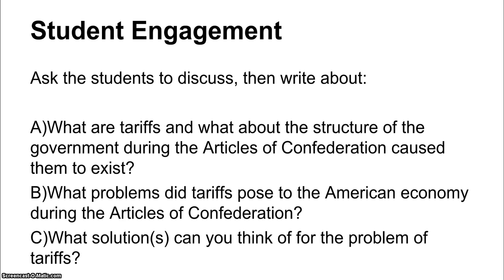And lastly, C, what solutions can you think of for the problem of tariffs? There could be several answers, but the fundamental one we're looking for is that in the American Constitution, you are going to have a ban on tariffs. You can't tax out-of-state goods. That's unacceptable because it destroys commerce. So that's how to teach about tariffs.